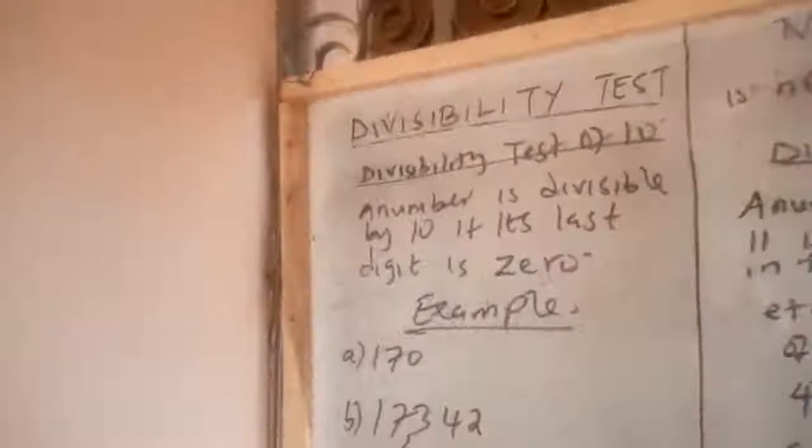In the previous lesson, we were looking at mathematics in Form 1, and we were on the third topic, that is divisibility. We did the divisibility tests of 2, 3 and 4. The divisibility tests of 5, 6, 8 and 9 were also covered in the previous lesson. In today's lesson, I'm going to look at the divisibility test of 10.